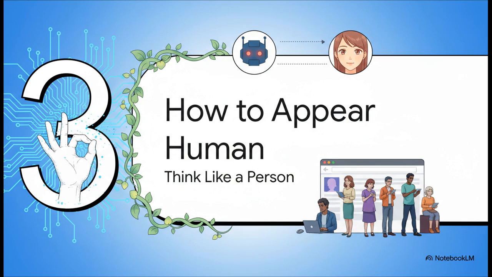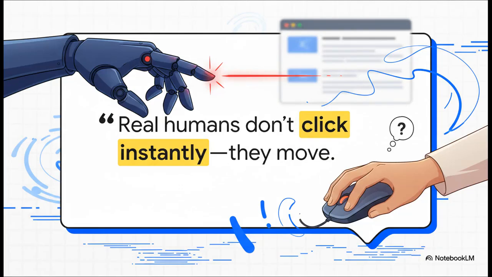Okay, so we get the problem, we definitely get the risks. So how do we fight back? Well, the answer is to stop thinking like a machine and start acting like a person. This quote right here, it gets to the absolute heart of it all. A bot will just teleport its cursor to a button and click in a nanosecond. But people, we don't do that. We move the mouse, we wander a bit, we pause, we hesitate. Our actions are messy and kind of imperfect, and that's exactly what you need to replicate.